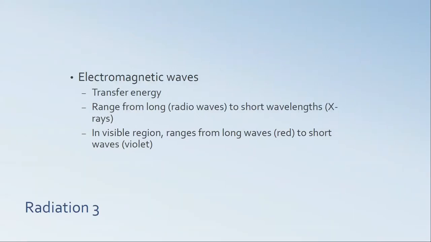And in the visible spectrum, we can see red, which is the longest wavelength we can perceive with our eyes, all the way to violet, which is a much shorter wavelength, the shortest wavelength that we can perceive.